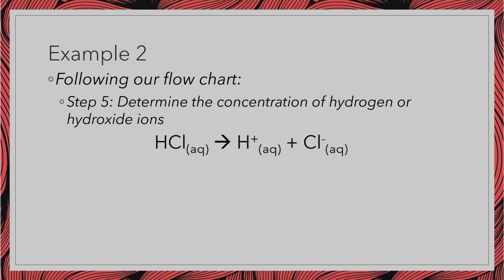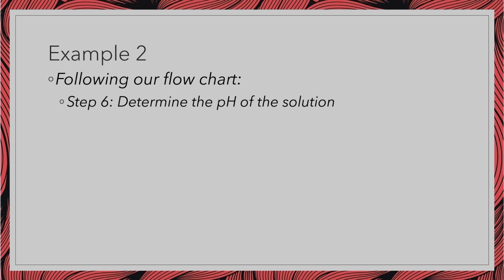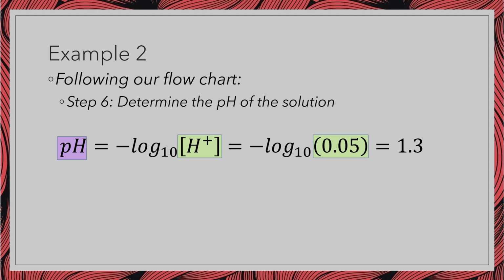So we need to determine the concentration of hydrogen or hydroxide ions. Well, we've got HCl again, so it's going to be hydrogen ion concentration. It's 1 to 1, so that means our hydrogen ion concentration is equal to the HCl concentration, which is 0.05 moles per liter. So now we just have to plug that value into our pH equation. pH is negative log 10 of H+, which gives us 1.3.